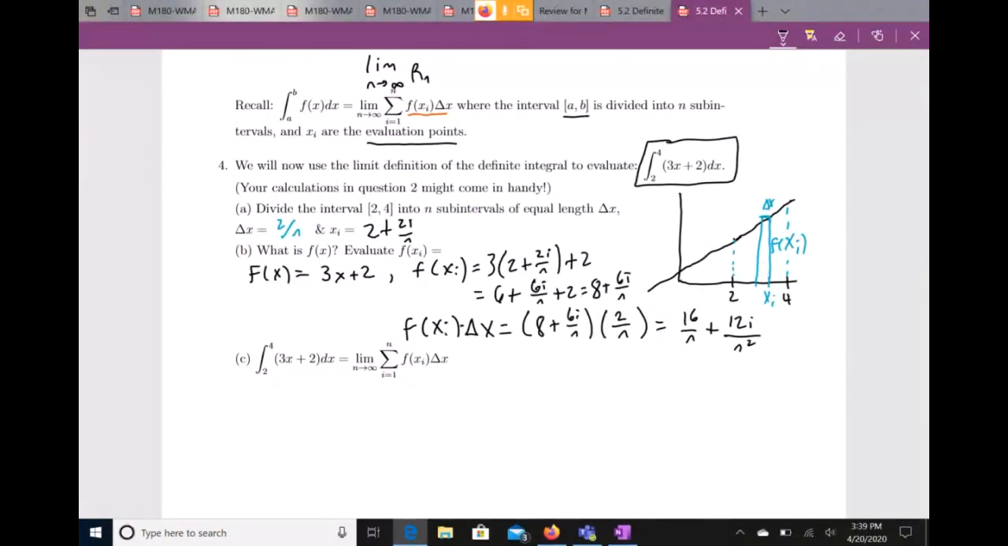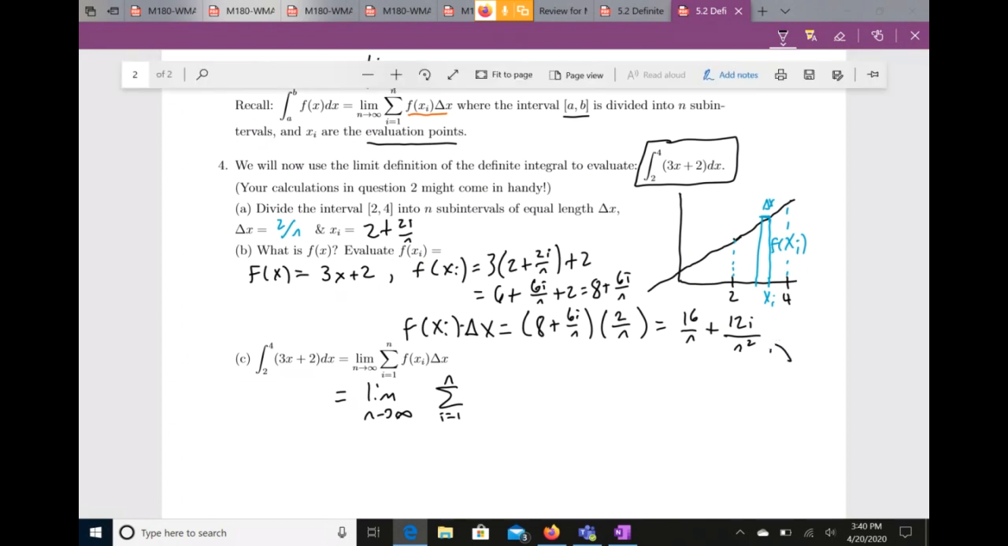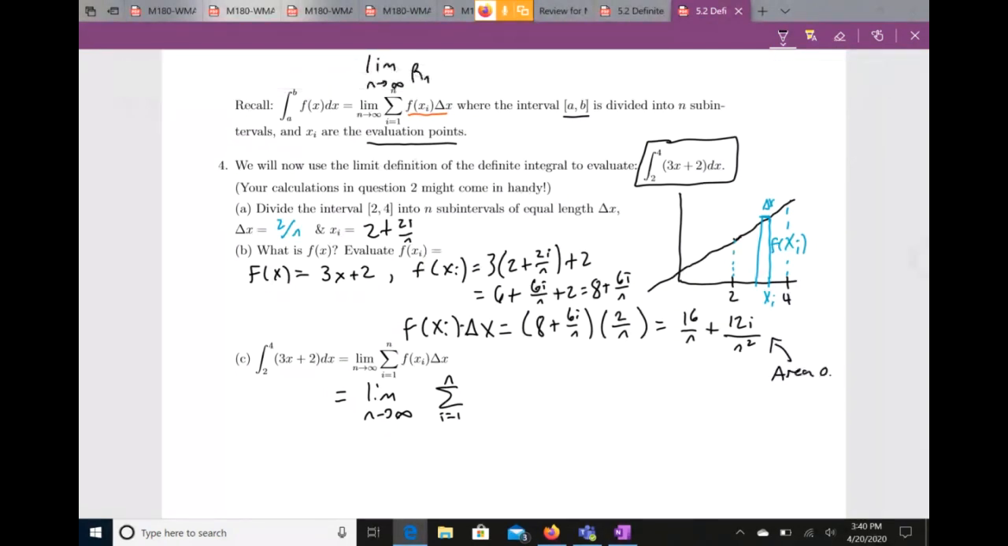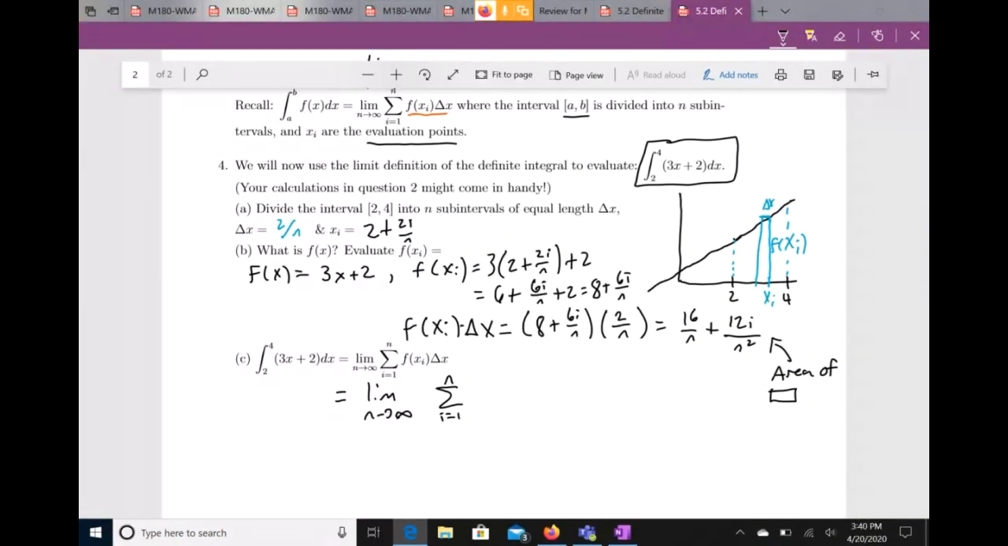Now we can try to evaluate the right-hand side of this expression. The left-hand side is the definition of the integral, and we're going to evaluate it by looking at the right-hand side. So we have the limit as n goes to infinity of the sum from i equals 1 to n. Inside this sum is the area of a rectangle, f of x sub i times delta x, and we've just written out that expression here. So inside the sum goes 16 over n plus 12i over n squared.